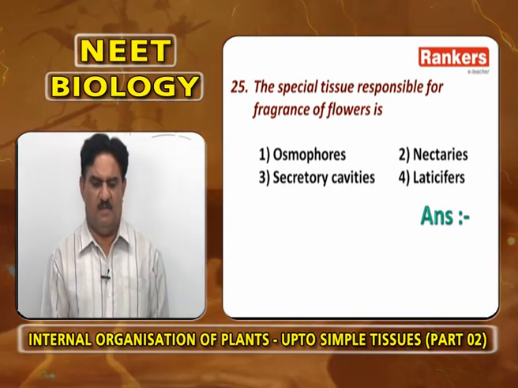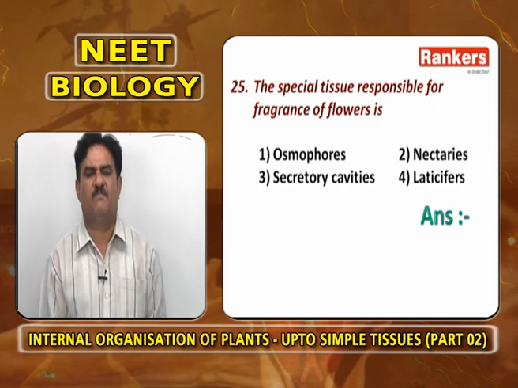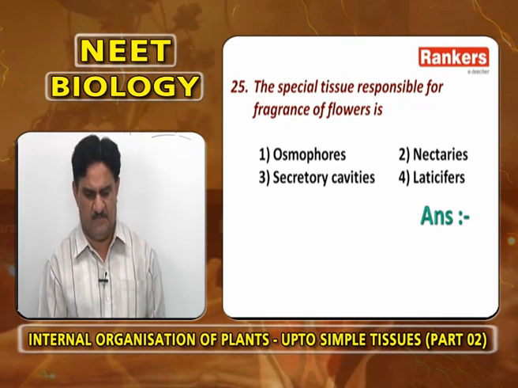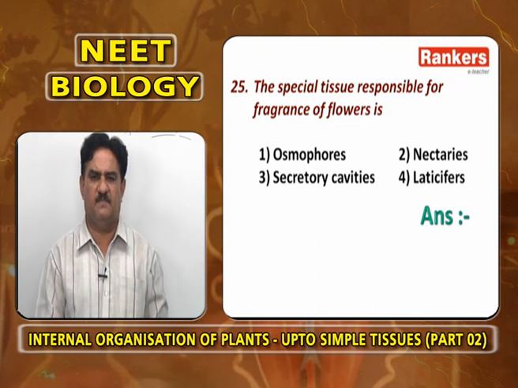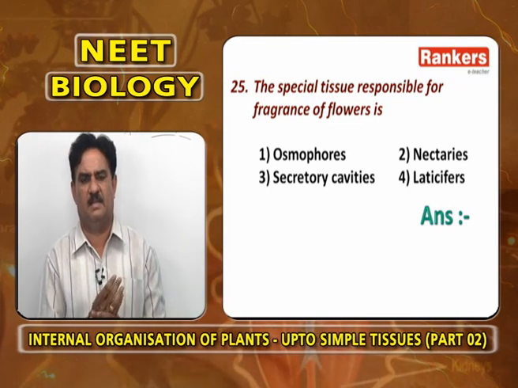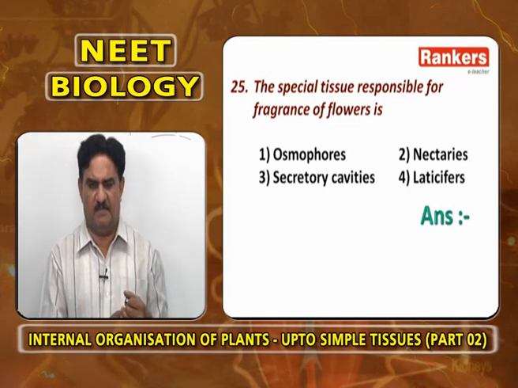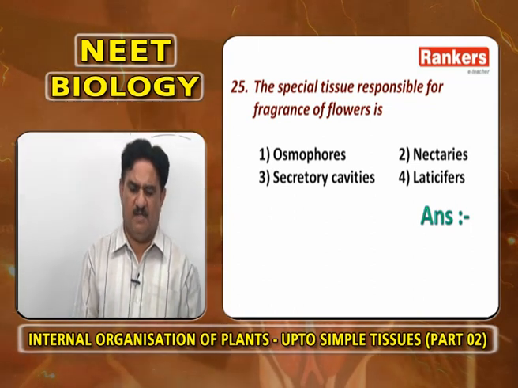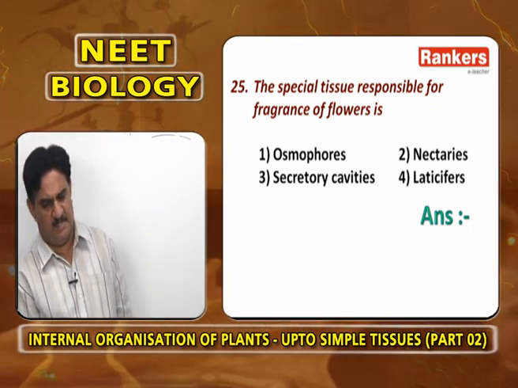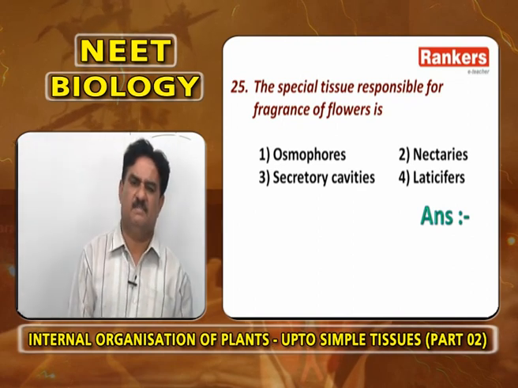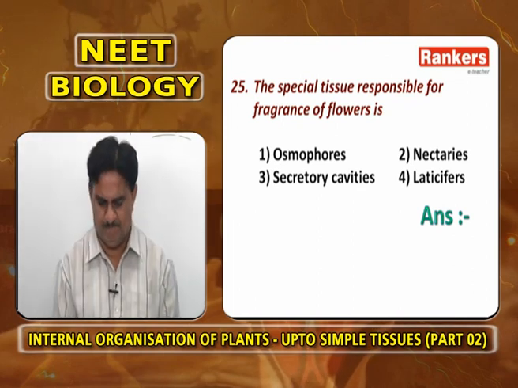So, here the special tissue responsible for fragrance of flowers is osmophores. Osmophores are present in the form of flaps, flagella, cilia and hair-like structures. They emit a very fragrant, beautiful smell. It is found in orchids. So, the special tissue responsible for fragrance of flowers is osmophores.